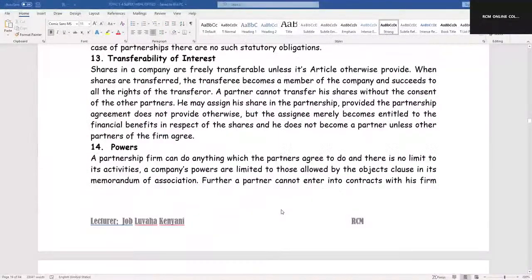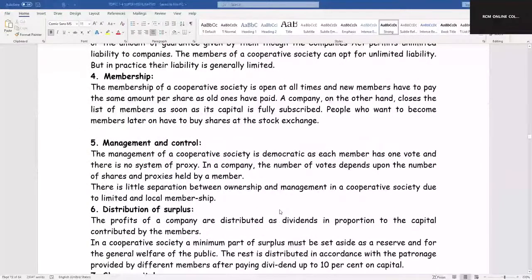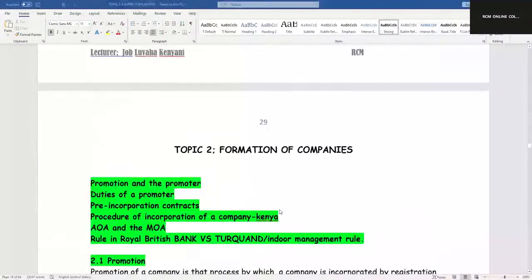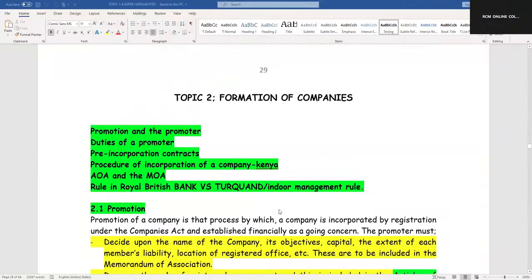So we can start on topic number 2. Let me not look at the questions for now. Let me first start topic number 2. Topic number 2 is known as formation of companies. Under this topic, what you're going to learn about is how you can form a company, and what some of the prerequisites or requirements regarding formation of companies are.